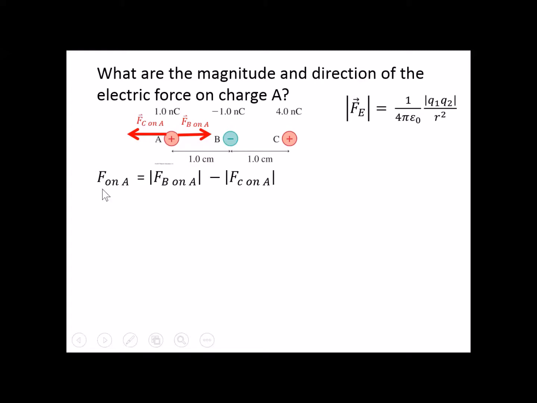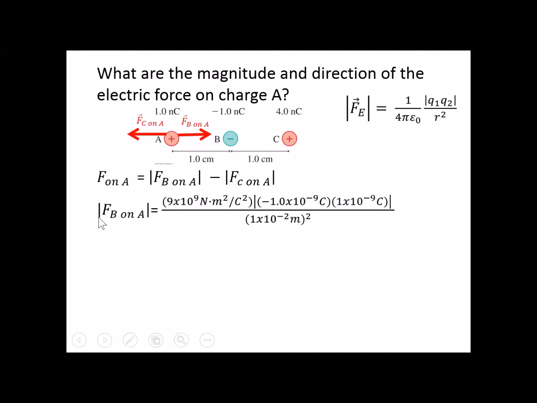First, let's calculate the force on A. The sum is going to be the magnitude of the force of B on A, and we're going to subtract the force of C on A, and that has to do with the sign of those charges. So the overall force will be whatever the force of B is plus the minus of the force of C on A. To get the force of B on A, we're going to do K, which is 1 over 4 pi epsilon naught, which is 9 times 10 to the 9th newton meter squared per coulomb squared, times the magnitude of the charge B times the charge A.